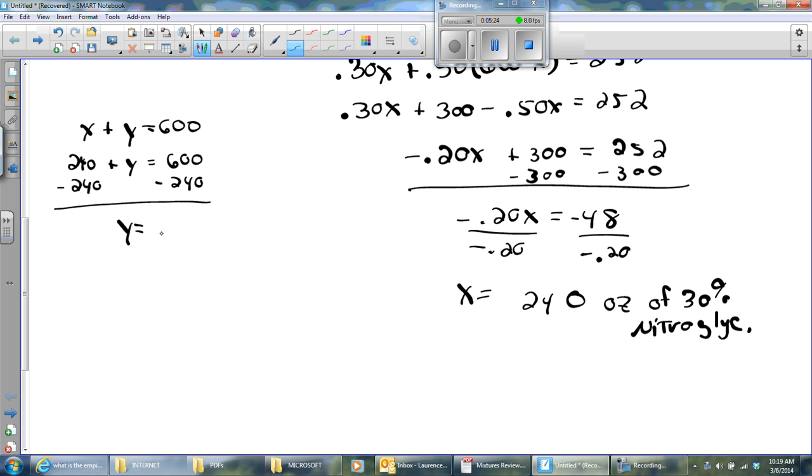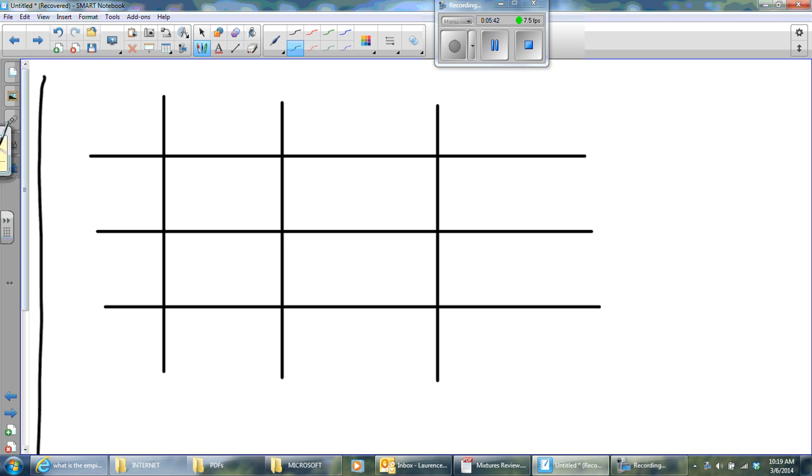And then y will equal 360. So I'll have 360 ounces of the 50% nitroglycerin. And there you go. All right, very good. Let's go on to the next problem.